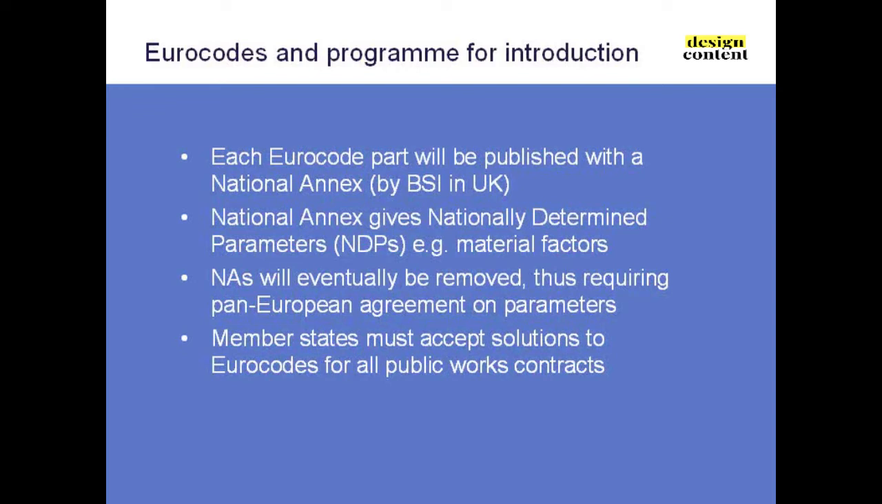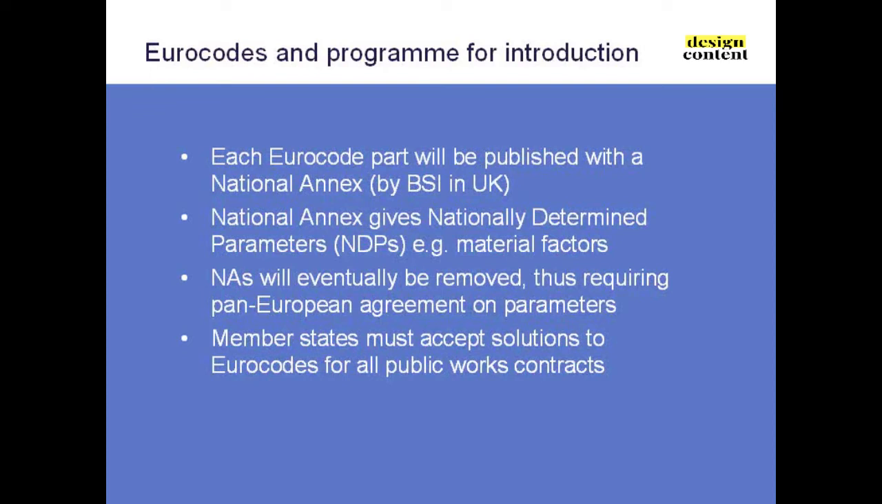And the national annex is supposed to be a very, very short document, and there is very limited stuff which is supposed to be able to go into that national annex. Generally it's limited to things called nationally determined parameters, which are things like material factors. So the Eurocode will give a recommended value for a material factor, for example, and each member state can change that value if they want to.